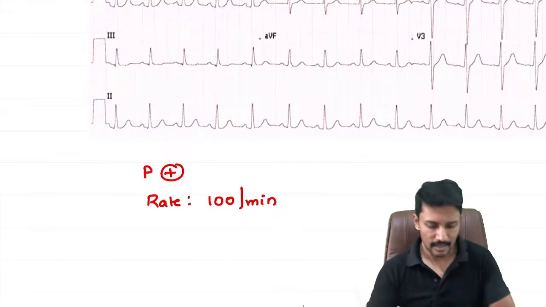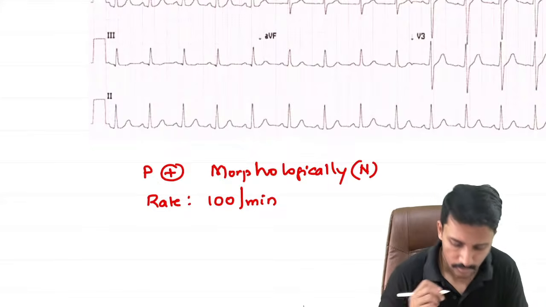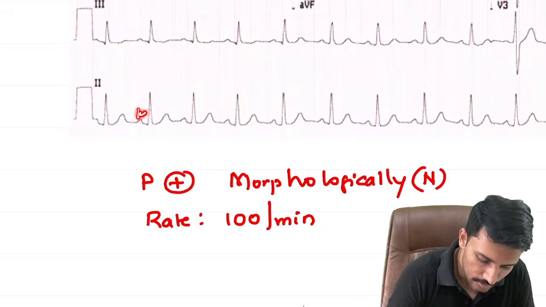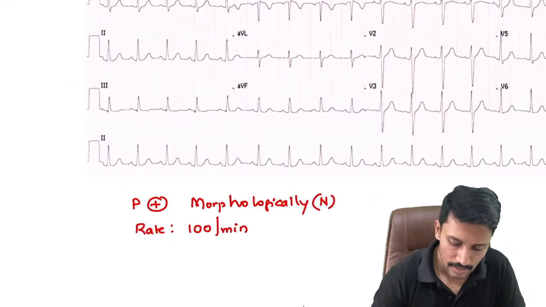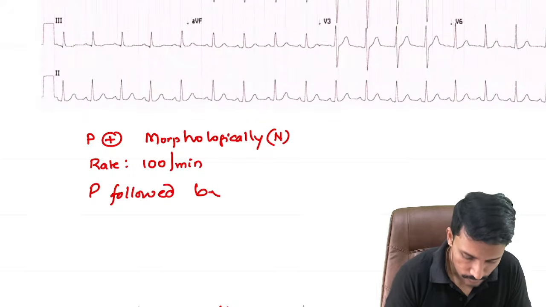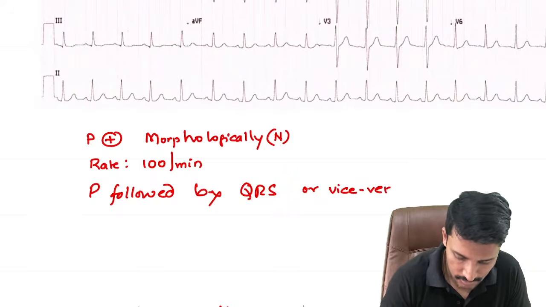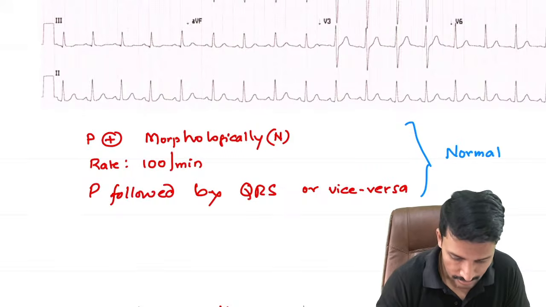Yes, P waves are present. They are morphologically normal. They are upright in all the leads except the AVR. And rate is also perfectly fine. And if I catch hold of any P wave, next to it, I find a QRS. If I catch hold of any QRS, behind it, I find a P. So that means this ECG is normal sinus rhythm. There is no arrhythmia, right? P is followed by QRS or vice versa. So that means this patient is not having any arrhythmias. This is normal sinus rhythm.